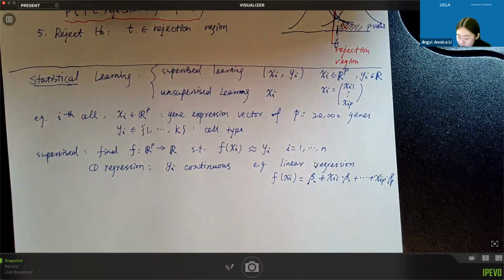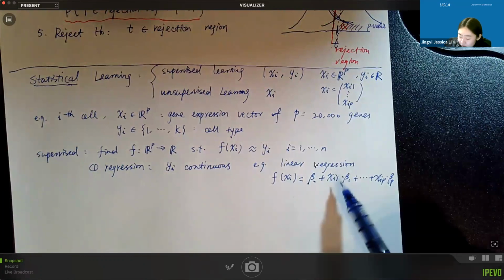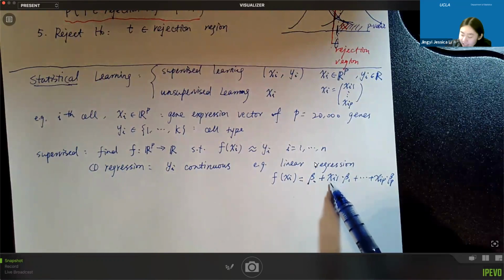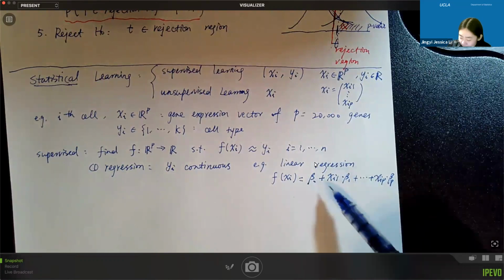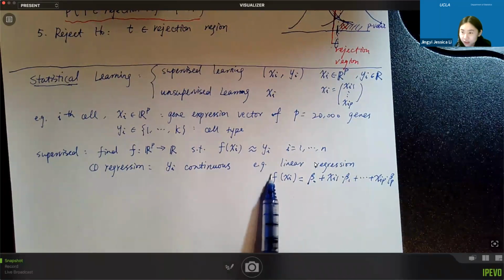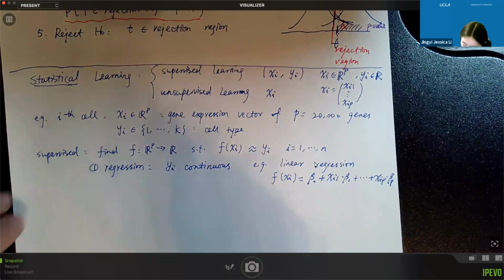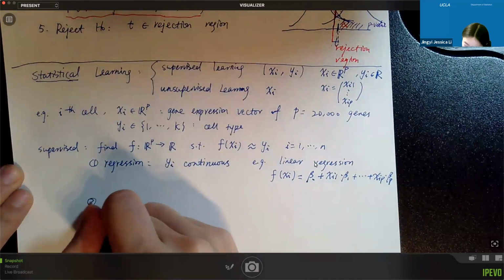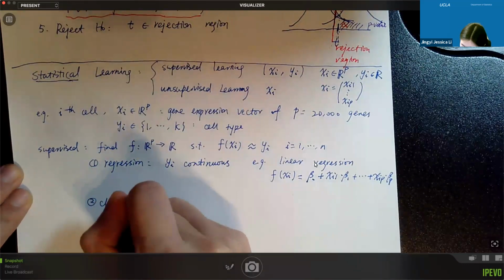Then the question is how to find this f. Or we can also assume it to be a nonlinear function, which means we add some nonlinear transformation to each element in xi before adding them up into a function for prediction. In terms of regression, you can think of the currently popular neural network as a very complicated f, a way of representing f as a multi-layer nonlinear function. The second type of supervised learning is what we call classification.